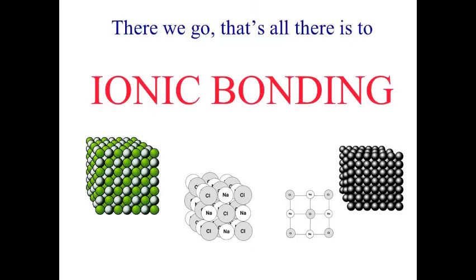So hopefully you followed that. That really is pretty much all there is to ionic bonding. What we need to do now is I want to check that you've understood that by giving you some of your own examples to work out. And then we're going to look at exam questions and strategies for answering exam questions where you're asked to describe what happens when things ionically bond.